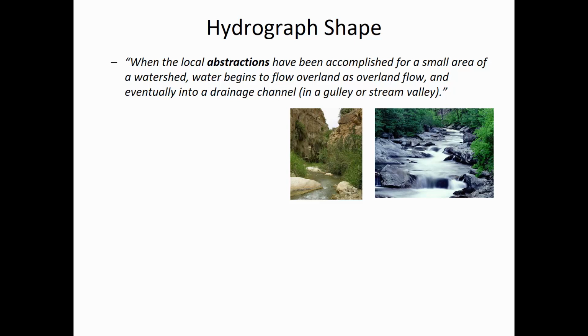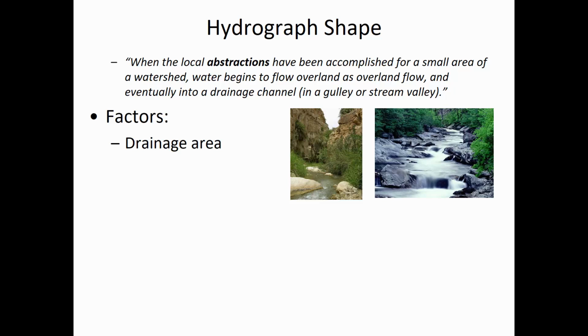All right, so it's making the point that when the abstractions have been accomplished, and I thought that's kind of a strange use of words, but in a way it tells you what the abstractions are doing: it's all these little reservoirs that have to be filled inside of the watershed before water begins to flow overland. We're talking about the wetting of the leaves, the wetting of the branches, the wetting of the forest litter, or whatever it is at the surface, the filling of all the surface storage ponds and so on. Once all those abstractions have been accomplished, as it's saying here, then the water starts to flow overland.